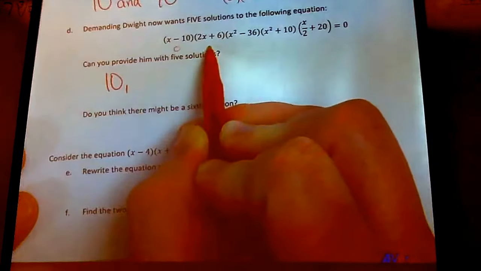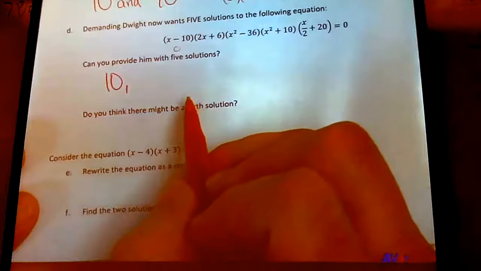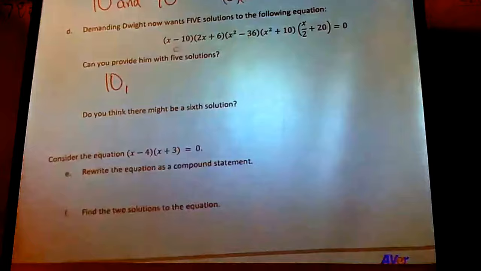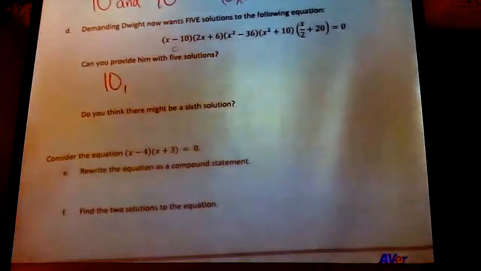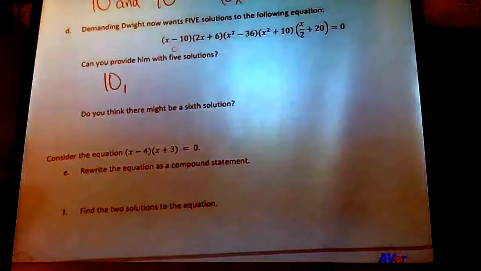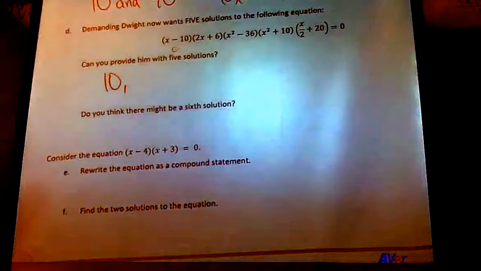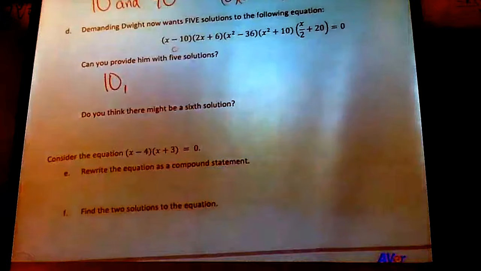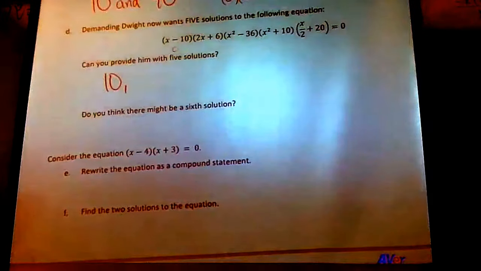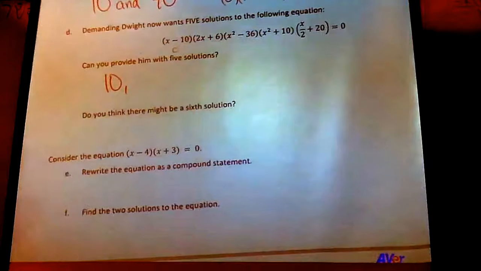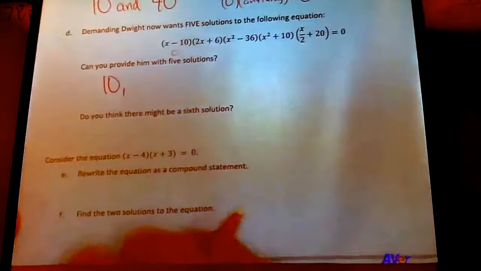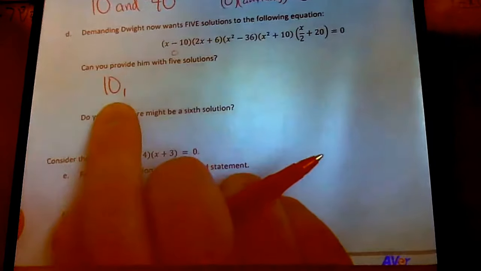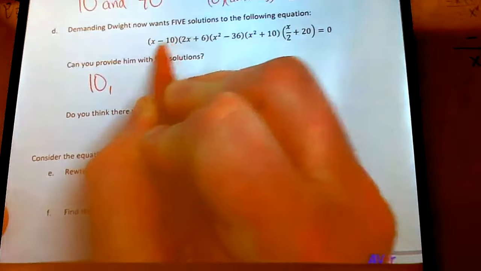Wait, is your paper longer than ours? How come yours looks different? Consider the equation that's on the next page. Don't worry about it. Is there a problem? It's on the next page for us. You have E and F. You don't have this? Nope, it's on the next page. Okay, continue. Thank you. Okay, 10 is a solution because 10 minus 10 is 0.